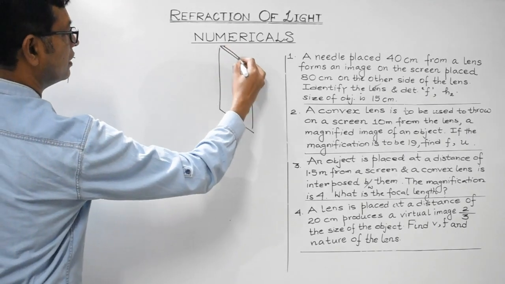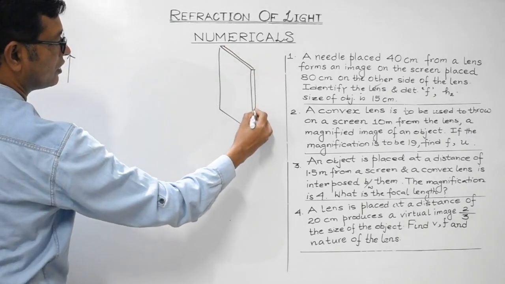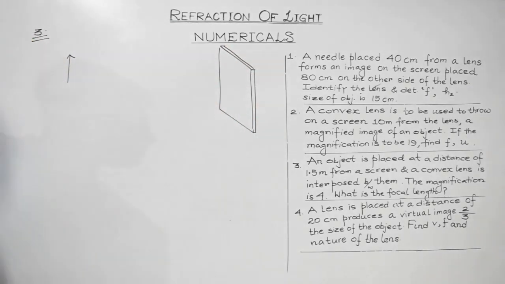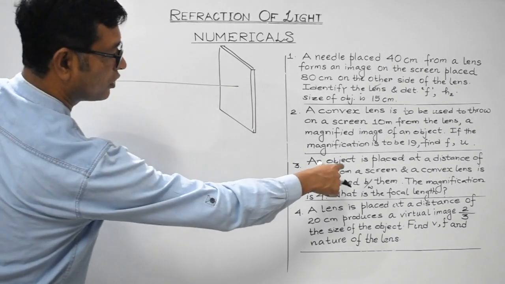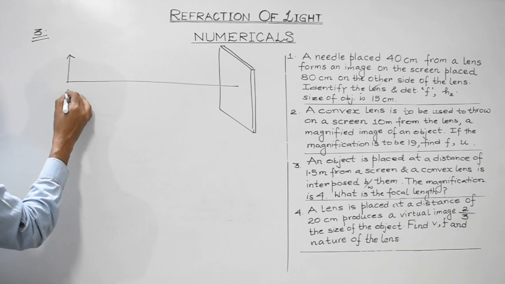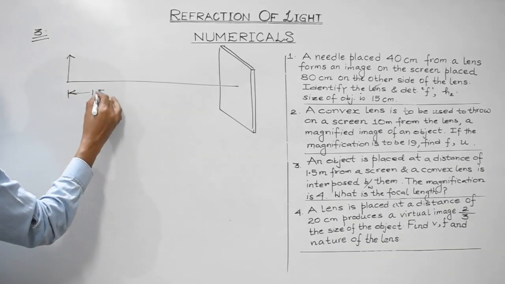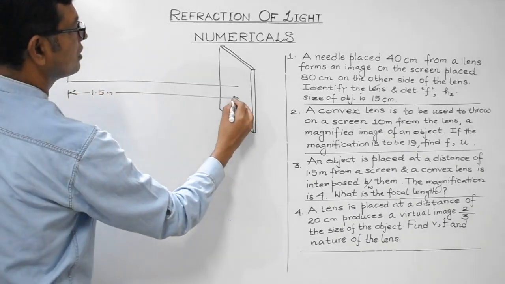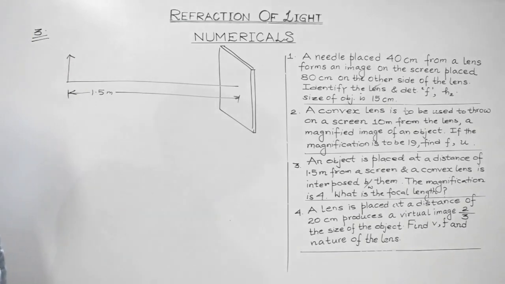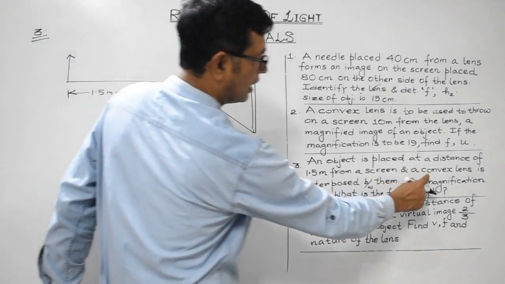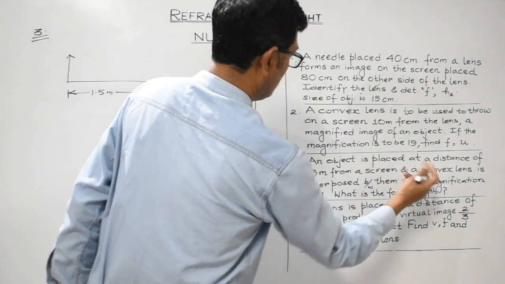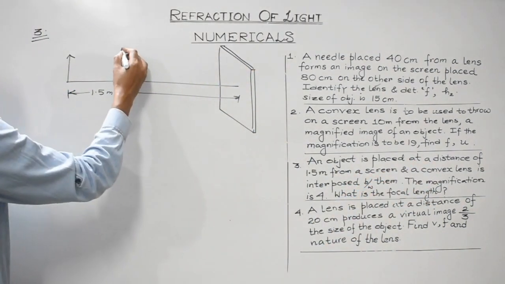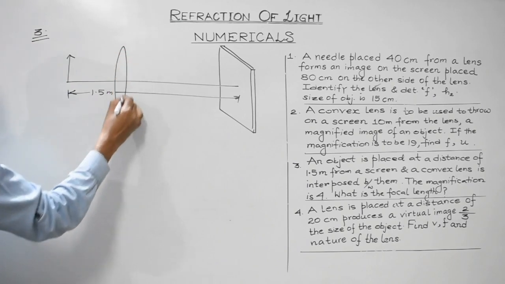This is the screen. Screen means the image is to be obtained on the screen, means image must be real. And this is the distance between them. The distance between them is given to be 1.5 meter. Right? And a convex lens is interposed. Interposed means it is placed between them. Okay. Over here, like a convex lens is placed in this particular manner.